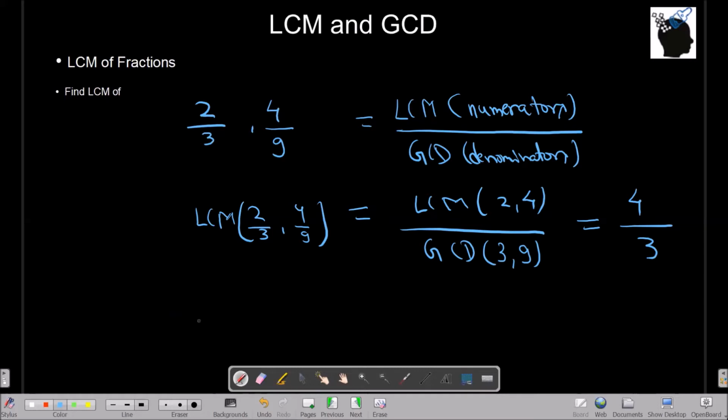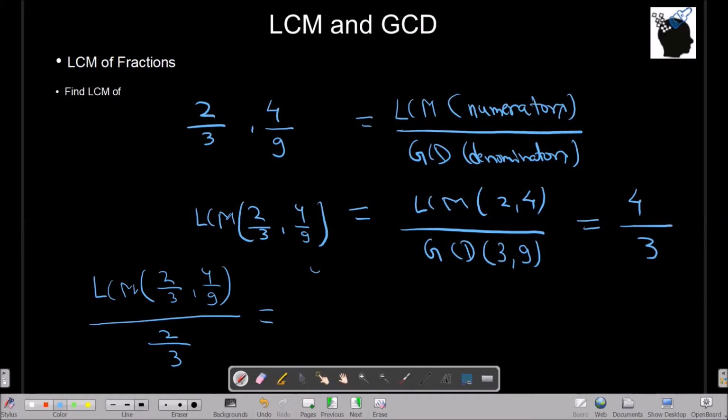Now once you found the LCM, you can quickly check whether your answer is correct or not. Remember one thing, LCM of two numbers is always a multiple of those two numbers. So if I try to divide the LCM of 2 by 3 and 4 by 9 with both of these numbers, I should actually get an integer.